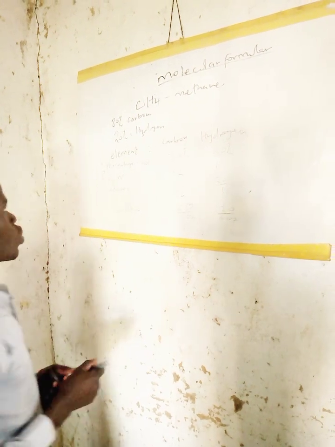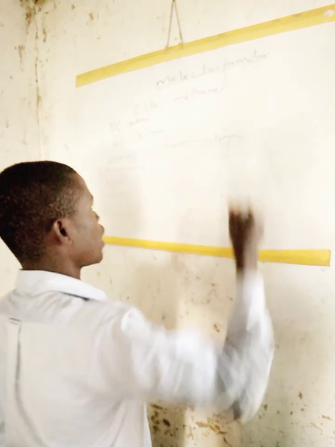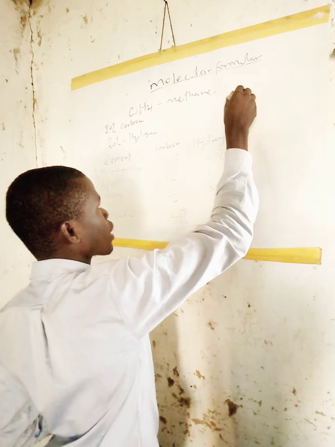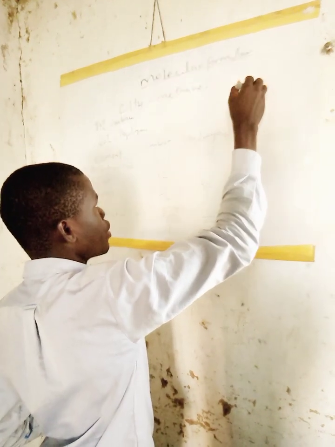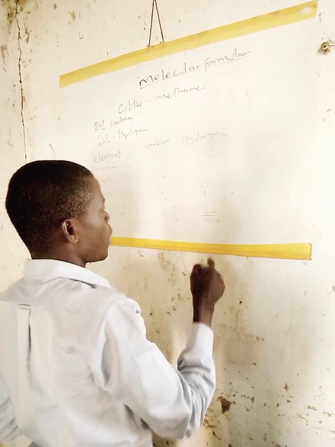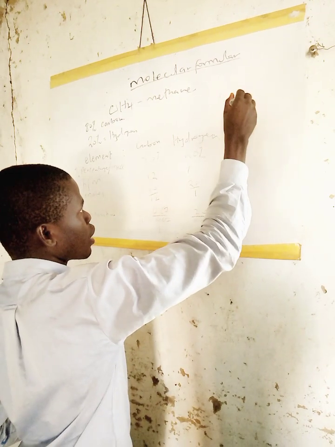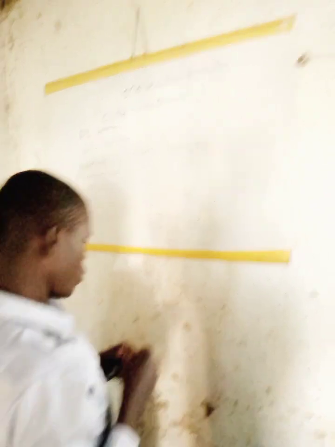Now, this molecule is carbon and hydrogen, but on the hydrogen side you have 3. So that is the empirical formula of that molecule, CH3.